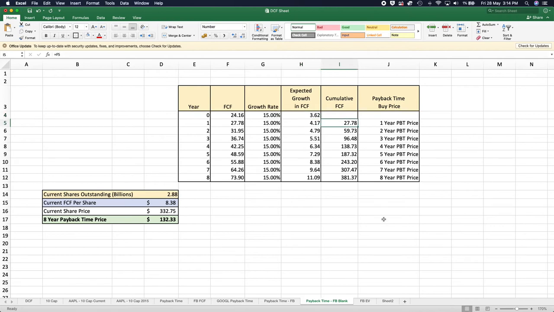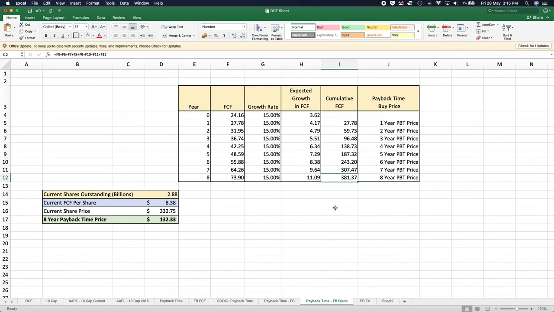And then down this side we're seeing the cumulative free cash flow. Obviously once we get to one year, we're expecting the 27.78, and then to that we add the 31, and then we get to 59, we add the 36, we get to 96, and so on until we get to the final year 8, and we get to a cumulative free cash flow of 381.37.